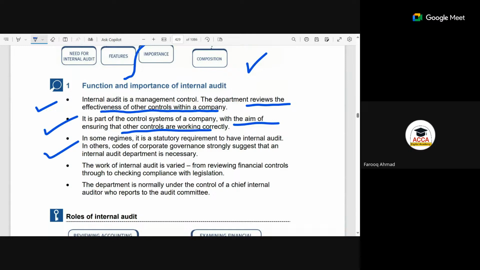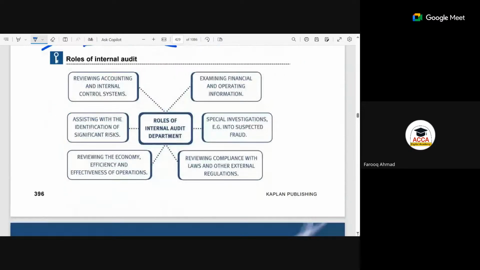For internal audit purposes, under corporate governance rules, or for companies listed on some stock exchanges, there is a requirement to have an internal audit department and internal controls. The work of internal audit varies from reviewing financial controls to checking compliance with legislation. The department is normally under the control of a chief internal auditor who reports to the audit committee. This is the one complete understanding required for you to adhere to. Roles of the internal audit department. So this is our internal audit department. These are the roles: what they do and what their function will be.